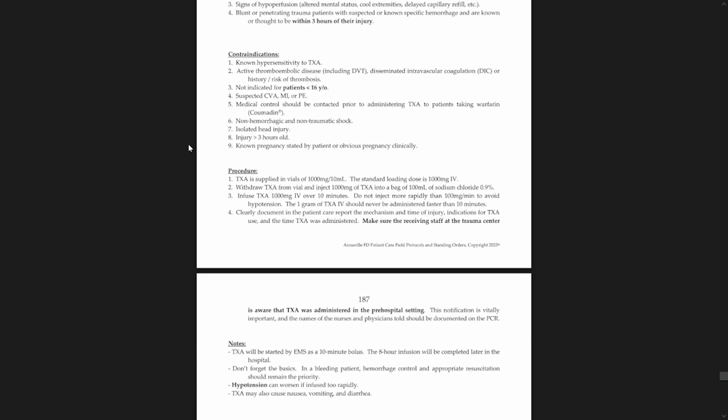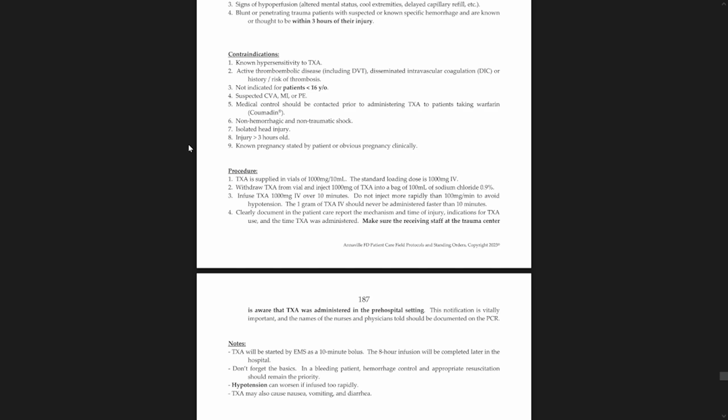For contraindications, it's known hypersensitivity to TXA, active thromboembolic disease, including DVT, disseminated intravascular coagulation or DIC, or history or risk of thrombosis. It's not indicated for patients less than 16 years old, a suspected CVA, MI, or PE. Medical control should be contacted prior to administering TXA to patients taking warfarin or Coumadin.